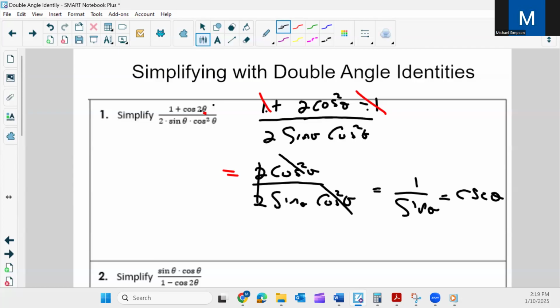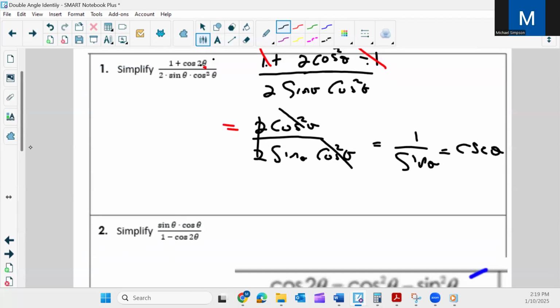The goal is, when we do double angle, mostly I'm going to give you one with a 1 plus. You have to figure out which one I am going to use to cancel the 1. All right, let's try another one. Look at number 2. Same thing now. I have a 1 next to that double angle. Which double angle am I going to use? Which identity am I going to use for cosine 2 theta that cancels that 1?